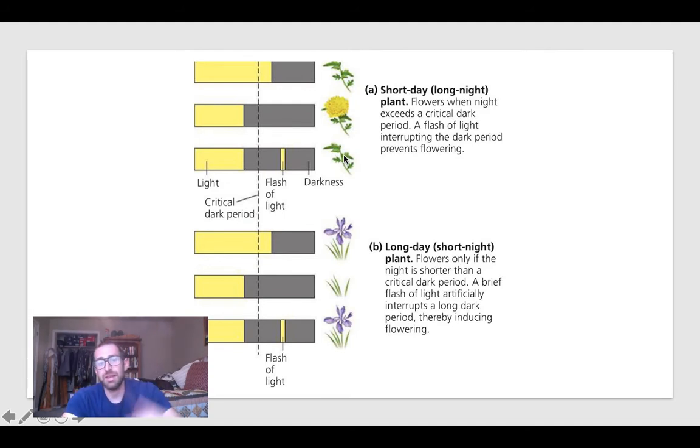And the opposite is true for your long day plants, right? You could have a length of daylight past this critical day length, and as a result, your long day plant is going to flower. If you don't have it past, it won't flower. If you don't have it past, but then you give it a little bit of flash of light here during the night, it will flower. So what it seems is it's actually length of night that is more important. But because we originally thought it was day length, that's how they continue to be referred to.